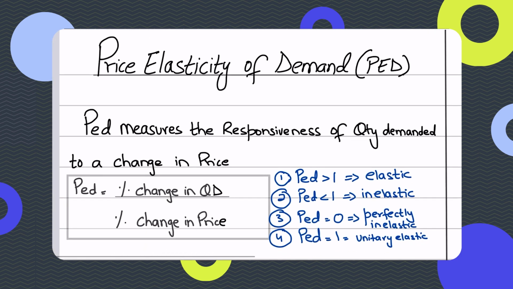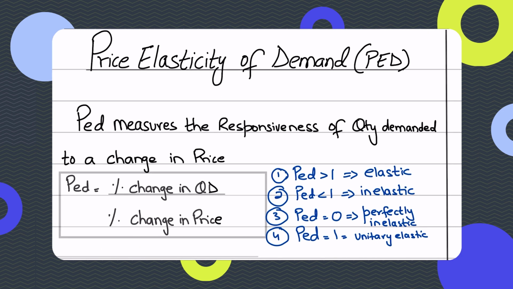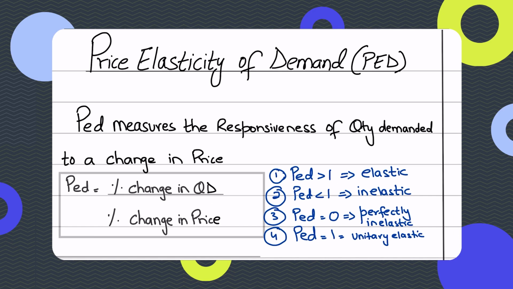So guys, what is the technical definition of PED? Let's come to the point now. PED simply measures the responsiveness of quantity demanded, not demand, the quantity demanded, to a change in price. That is the definition. Now let's look at the formula. How do we calculate PED? It is calculated by the percentage change, not just the change, because if you write change, it will be wrong. Percentage change in quantity demanded divided by the percentage change in price.